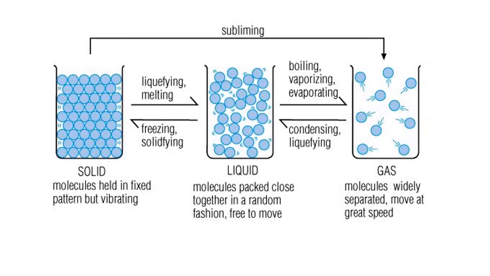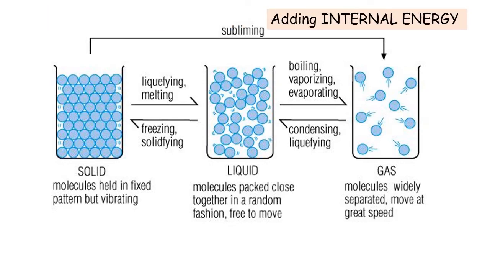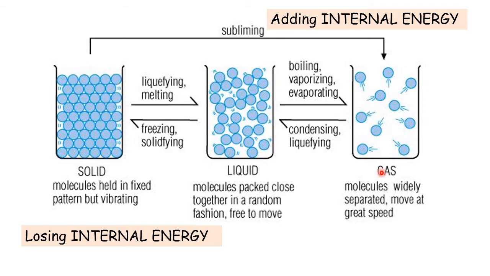If we add potential energy, what we're doing is helping to warm something up and then change its state. So if you warm up a solid, it will melt and become a liquid, then it will get warmer and warmer, and eventually it'll evaporate and become a gas. If we lose internal energy, then the temperature goes down and the gas will condense and become a liquid, and then the liquid will freeze and become a solid.